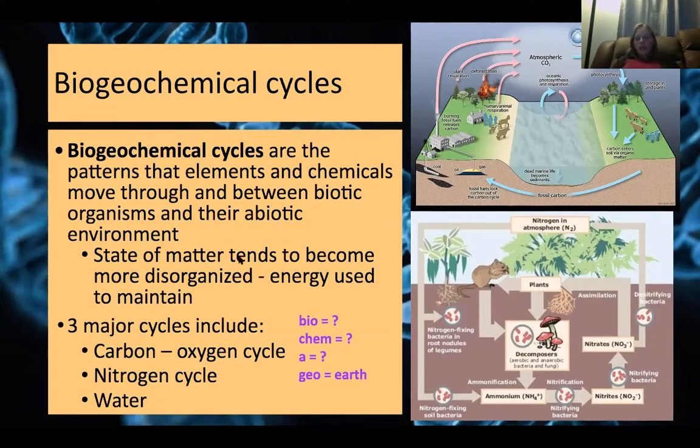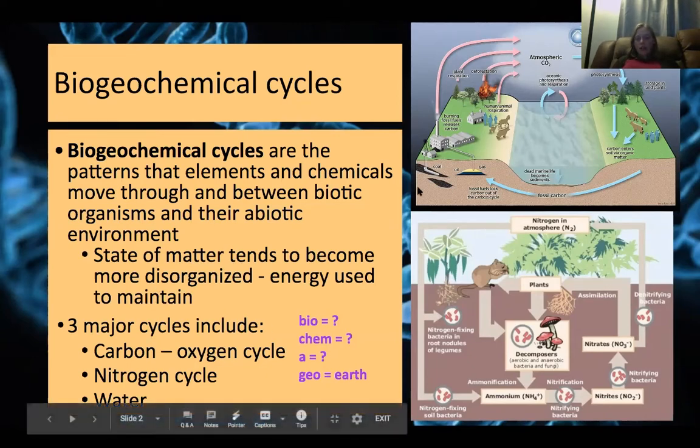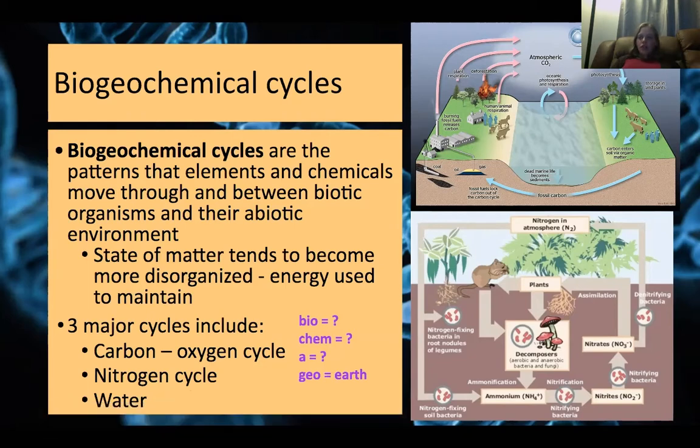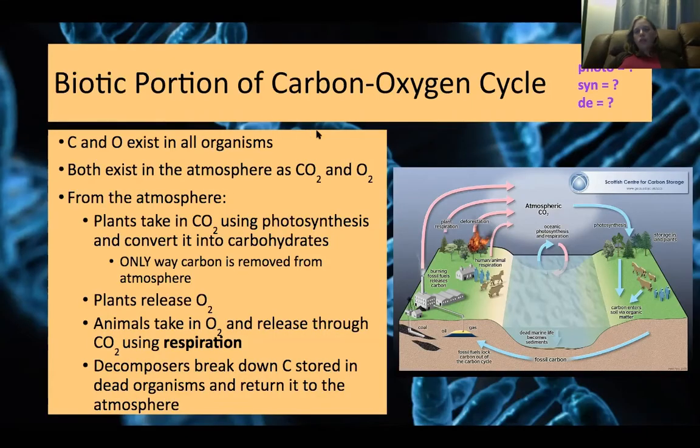The 3 cycles that we are going to look at today are the carbon-oxygen cycle, the nitrogen cycle, and the water cycle, which is not pictured here. Water uses the chemical formula H2O. So when we look at the water cycle, we're going to be talking about how hydrogen and oxygen move through ecosystems. There are other cycles as well, but these are the 3 we're going to focus on for the scope of this course. We'll start with the carbon-oxygen cycle, and we'll focus first on how the biotic factors, the living things, interact with this cycle.